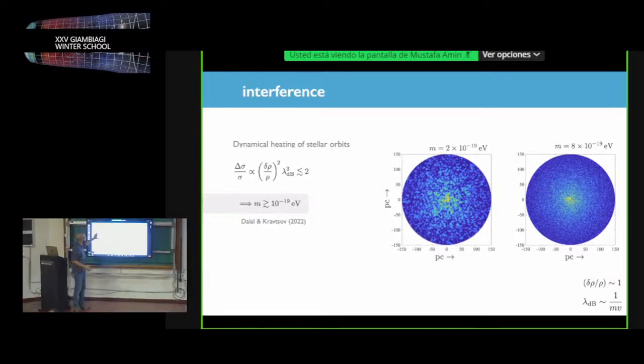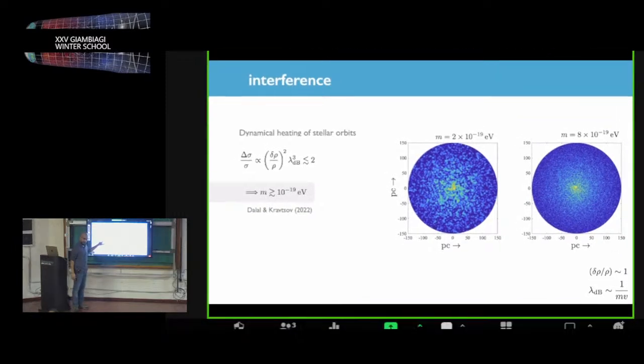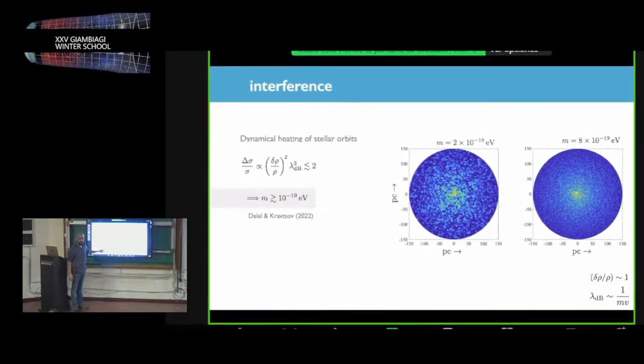And this heating, we can go through the calculation, turns out to be proportional to the variance of the density and this de Broglie wavelength cubed. So it's 1 over m cubed because de Broglie goes as 1 over m. Okay? So putting this together, the fact that this wasn't significantly different than what was expected, they were able to put a very good constraint on the mass of the dark matter particle of 10 to the minus 19 electron volts.